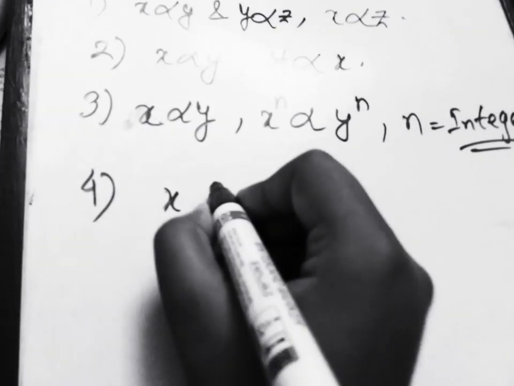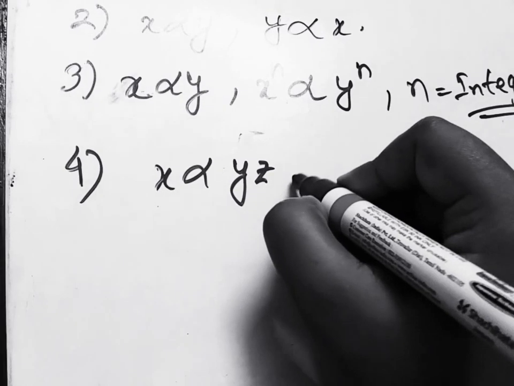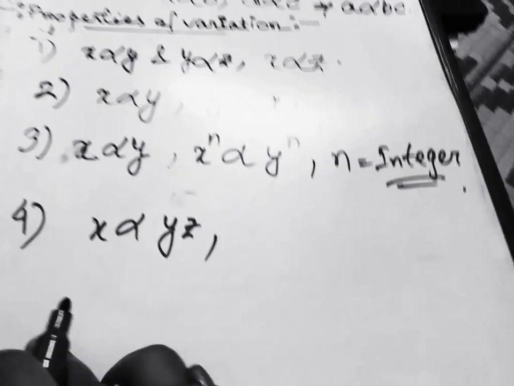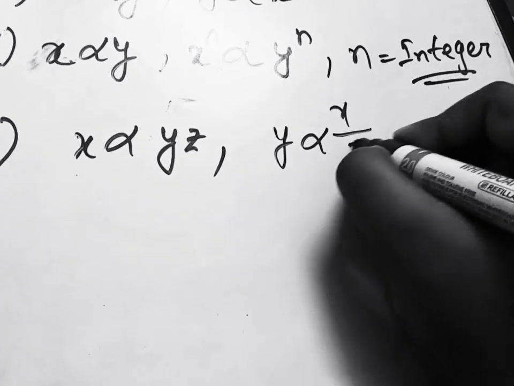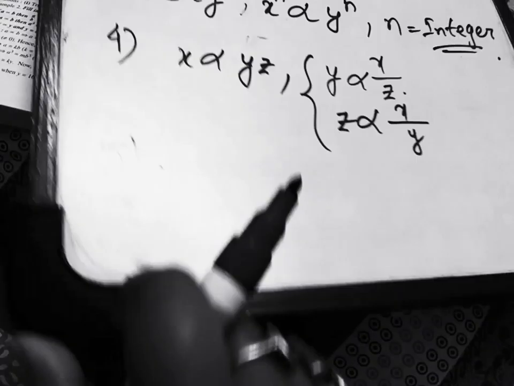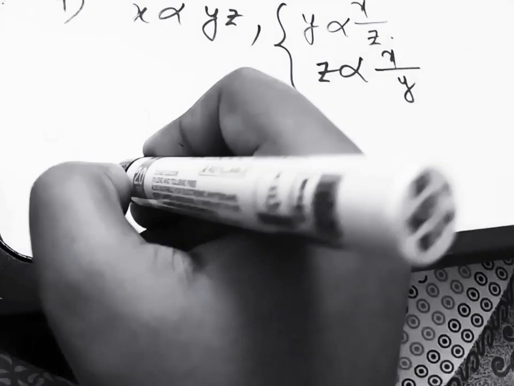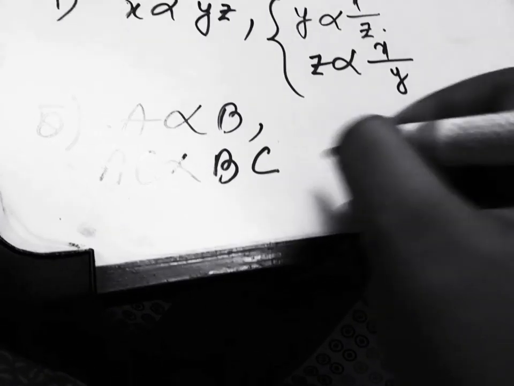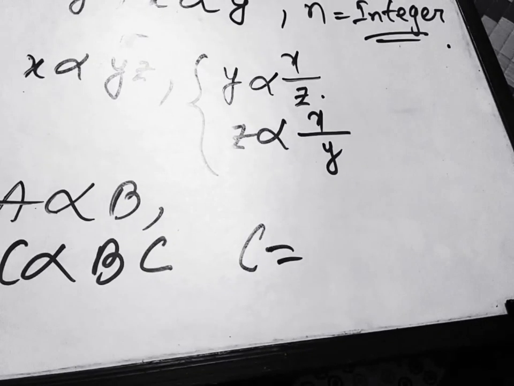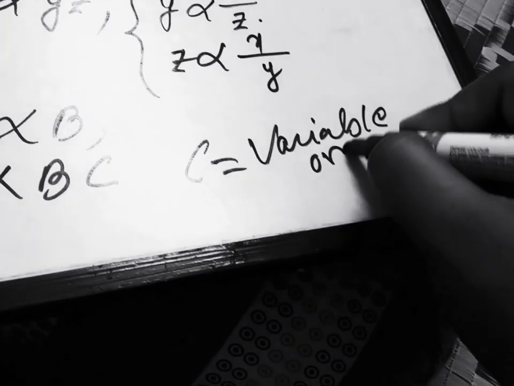Fourth one is: if x varies as yz, then individually y varies as x by z and also z varies as x by y. Fifth one is: if A varies as B, then AC varies as BC. Now the term C can be any variable or constant.